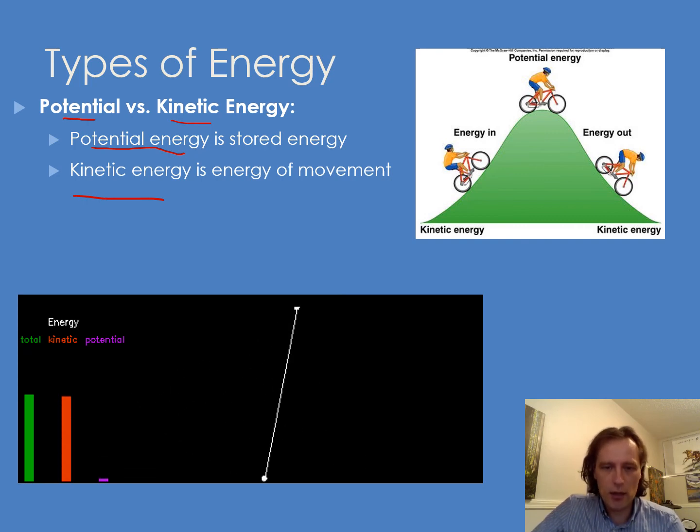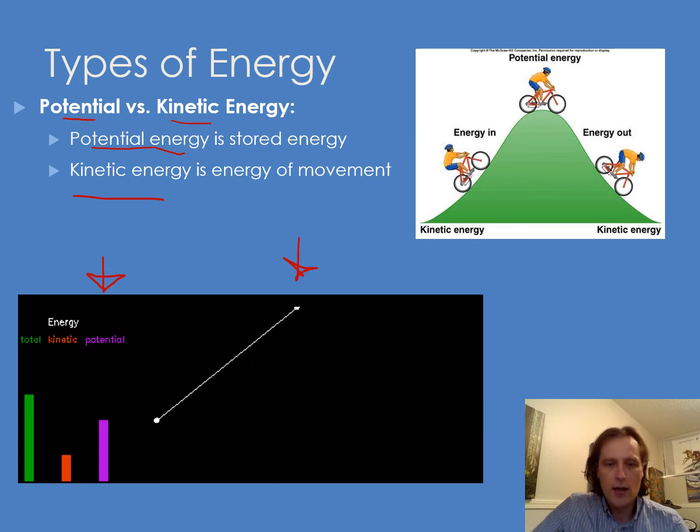So let's take a look down here at this representation of a pendulum. Now let's look first at the purple bar that goes up. That's potential energy. Notice this pendulum, the weight at the bottom of it, has the most potential energy when it is at either extreme of its swing. On the left, on the right, that's when it has the most potential energy.